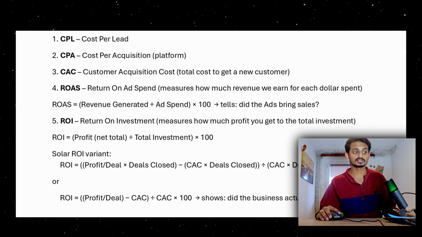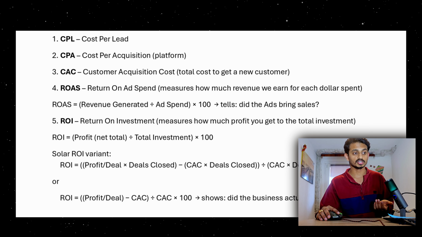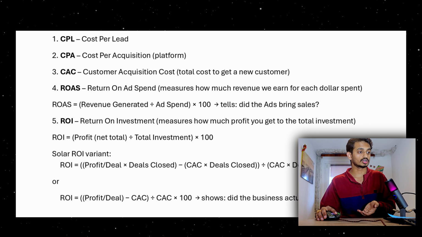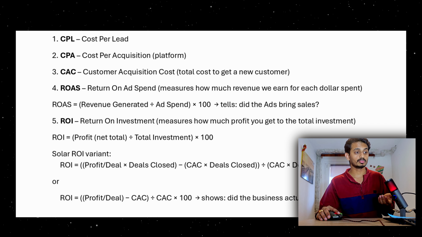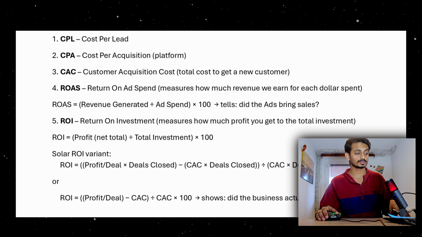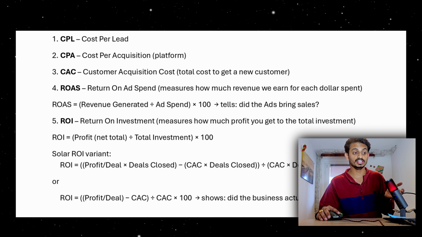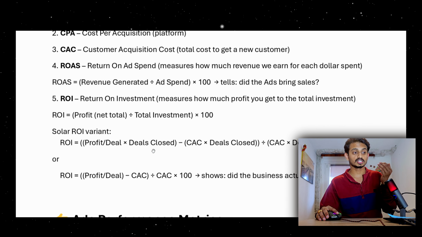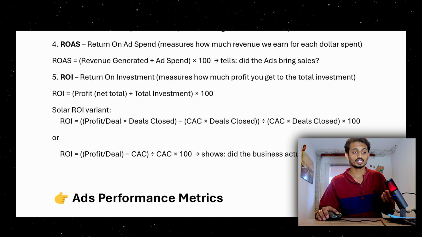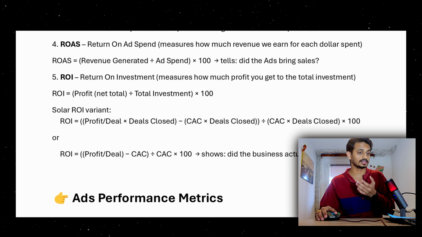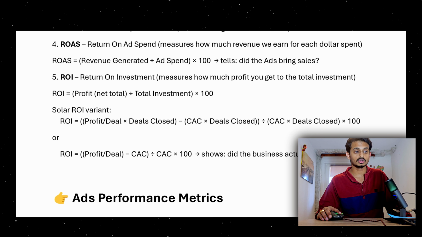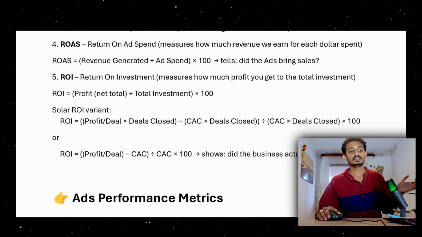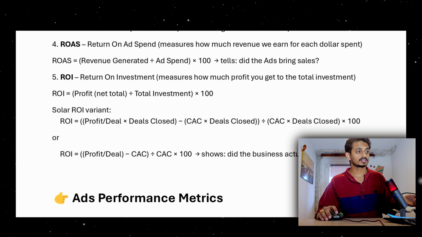The fifth term is ROI, that is your return on investment. Again, you must know this. This is nothing but how much profit you get relative to the total investment. The formula for this is net profit divided by your total investment, times 1000. There is a small variant for solar particularly: ROI is equal to profit per deal times number of deals closed, minus customer acquisition cost times deals closed, divided by customer acquisition cost times deals closed, times 100. Simply put, it is profit per deal minus your CAC, divided by, again, CAC, times 100. This shows, did the business actually make money? So these are all the basics for running an ad.